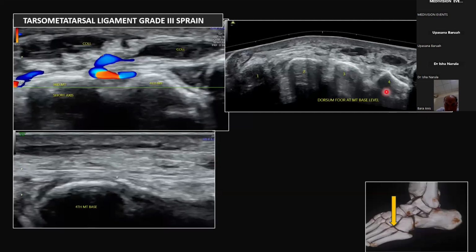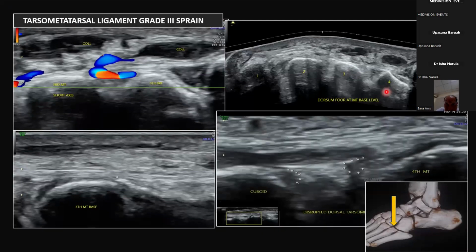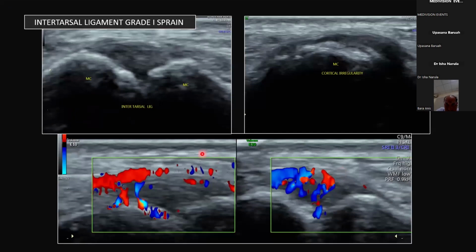injured intermetatarsal ligament here. Even this intertarsal ligament grade 1 sprain. Actually, the patient indicates where is the pain, and we must put our probe in that region. And definitely, in most of the cases, we find something below that.